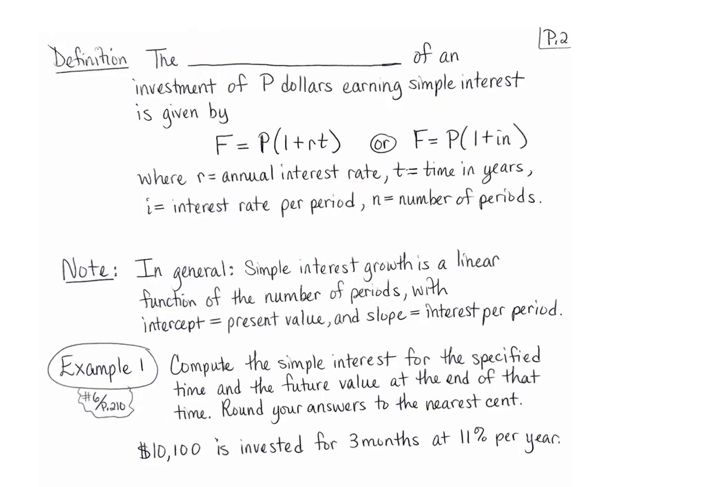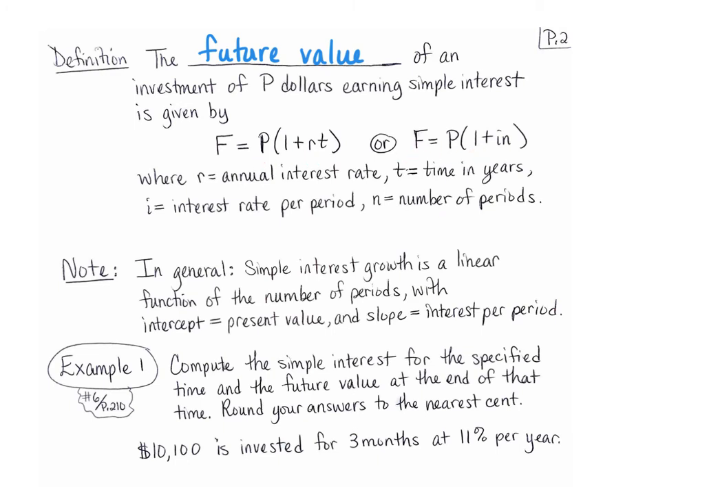The future value of an investment of P dollars earning simple interest is given by F equals P times the quantity 1 plus R times T, or F equals P times the quantity 1 plus IN, where R is the annual interest rate and T is time in years, and I is the interest rate per period, and N is the number of periods. So you can use either formula, okay?